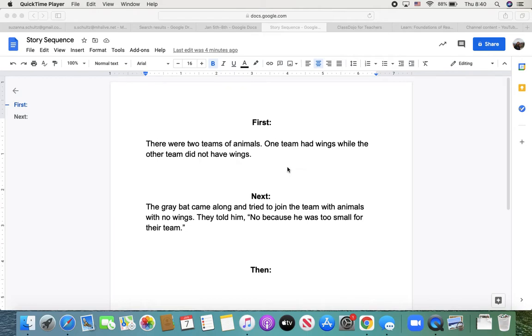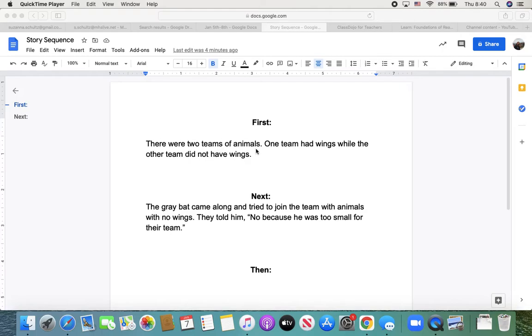We have been talking about story sequence and how Bat got its wings. So we're trying to figure out important events from the story that we can summarize that happened from the beginning. And usually, the beginning is when we're introduced to characters and the setting. So, and how Bat got its wings.